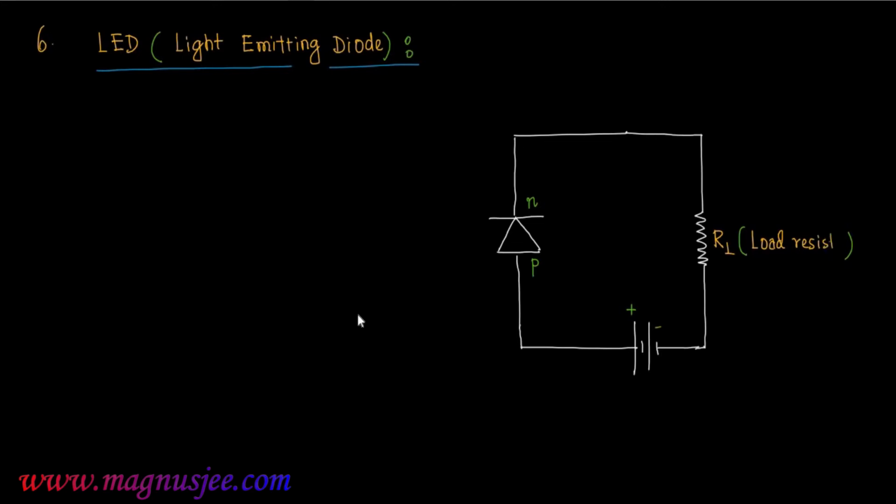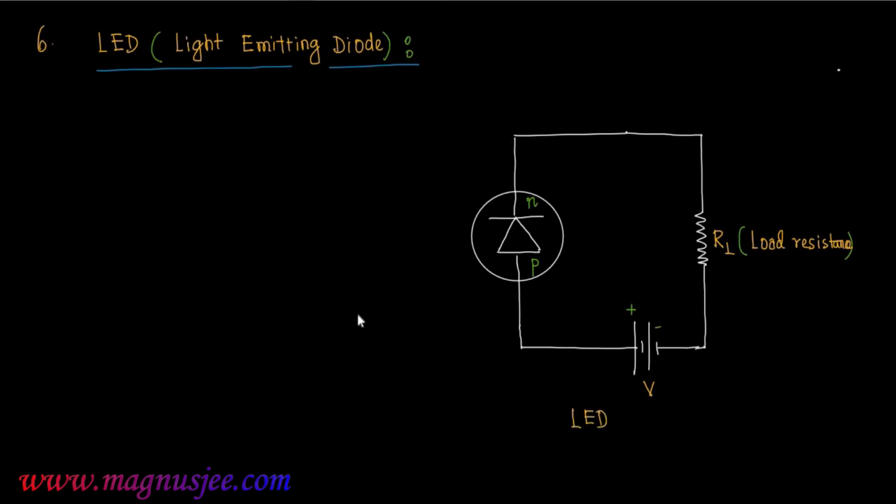What is the purpose of using the load resistance? If we connect a load resistance, the total current of the circuit decreases. In this case, the EMF of the battery is V, and this diode will be enclosed in a circle. We can draw a circle. This is an LED, obviously. A PN junction diode like this is called an LED.